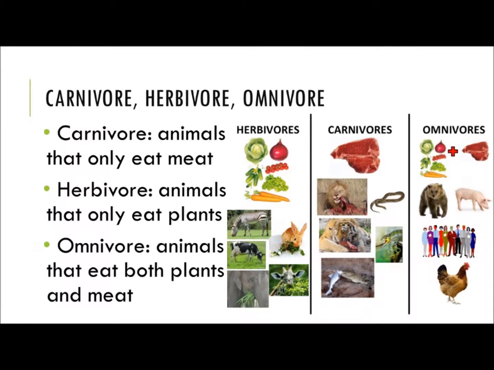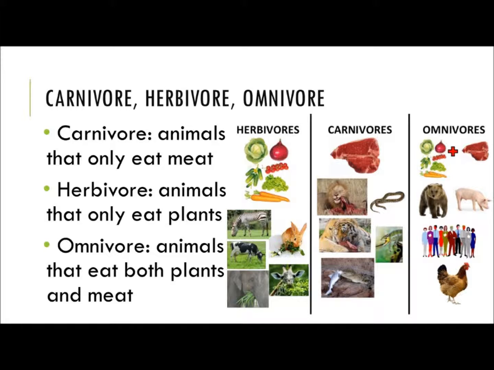The last topic we will be covering today is breaking up the term heterotrophic into three different sections. The first one is called a carnivore, which are animals that only eat meat. The second one is called a herbivore, which are animals that only eat plants. The third one is called an omnivore, which are animals that eat both plants and meat.